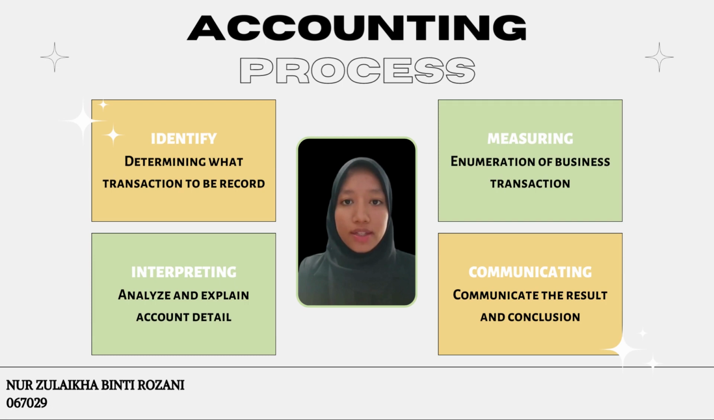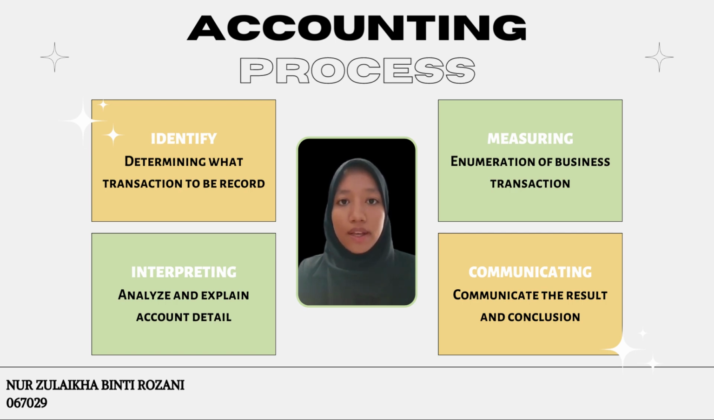Accounting is the process of identifying, measuring, and communicating financial and non-financial information about economic entities. There are 4 types of accounting process. First, identifying refers to determining what transactions are to be recorded. Second, measuring refers to the enumeration of business transactions into financial terms by using the monetary unit as a measuring unit.